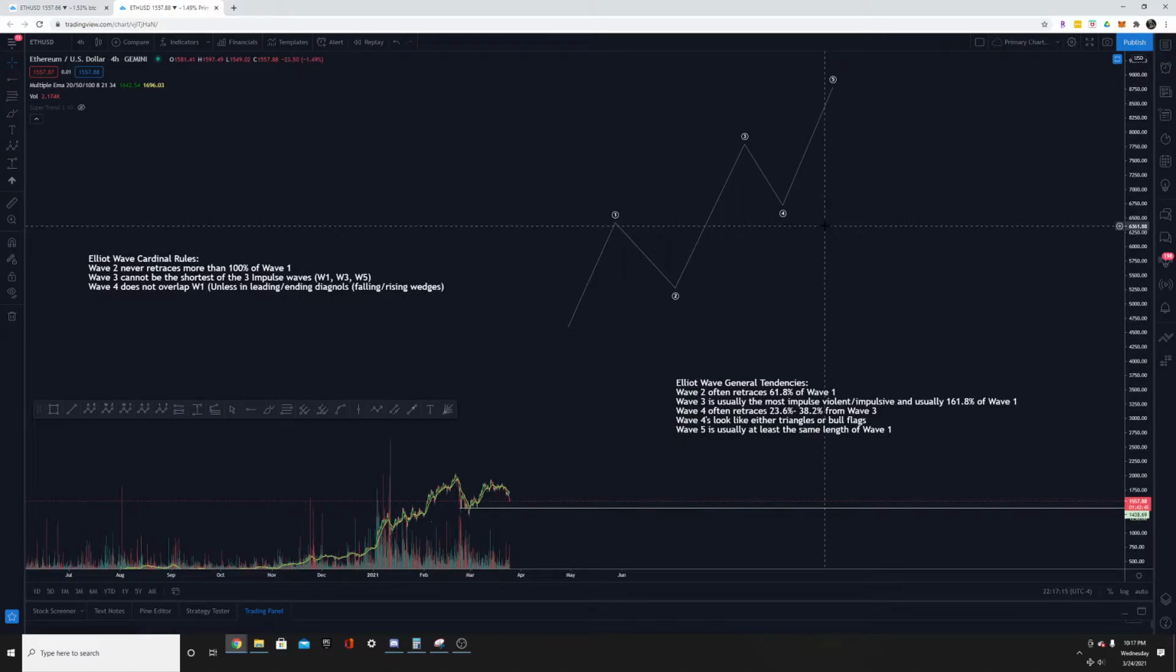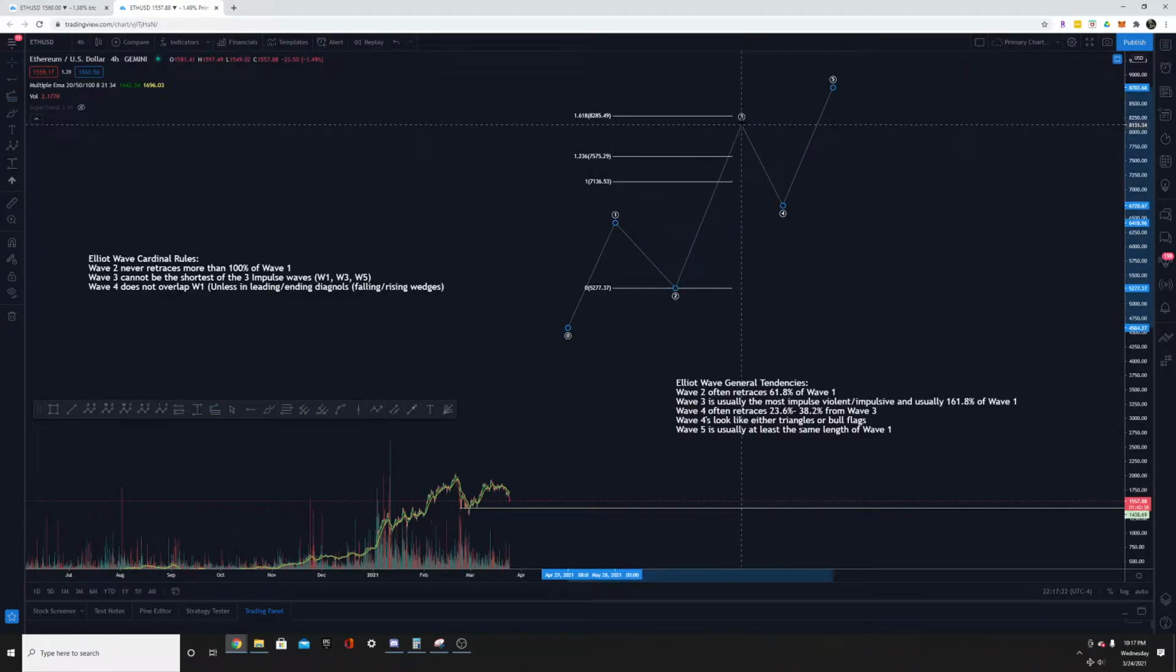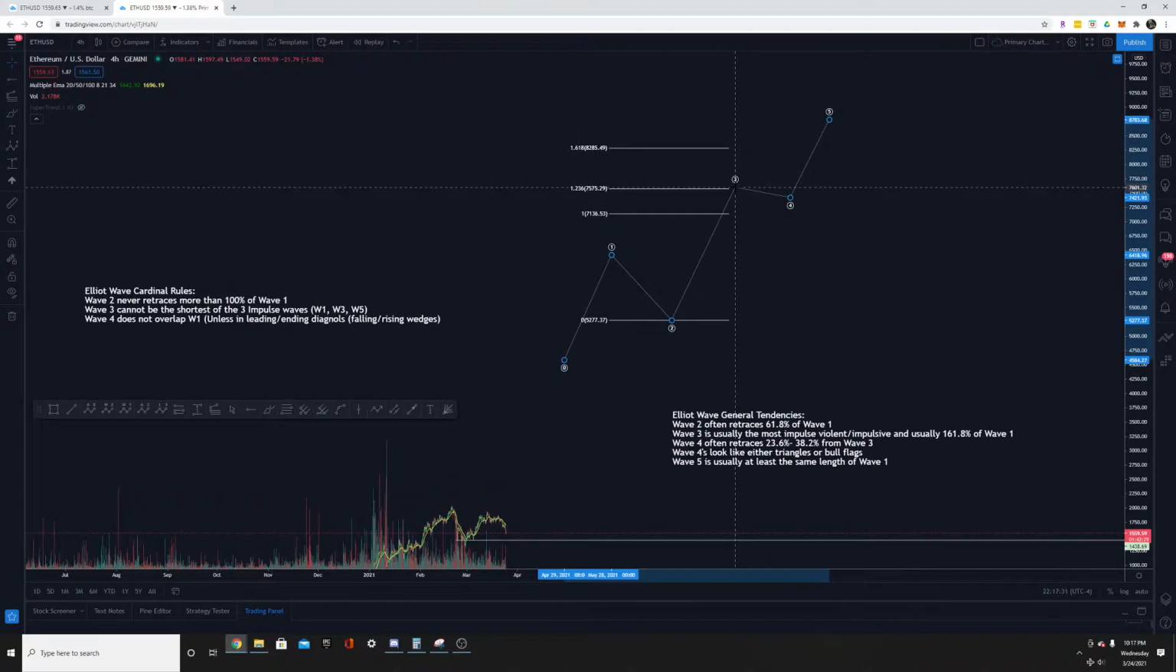Wave 3s are usually 161.8% of wave 1. So what does that look like? Looks like this. And it's usually the most violent and the most impulsive. The algos are usually programmed to take profit around this area, the 123.6%. But wave 3s are usually around here. Okay. And then wave 4s usually retrace 23.6% to 30.2% of wave 3. This is usually the profit taking level for algos.